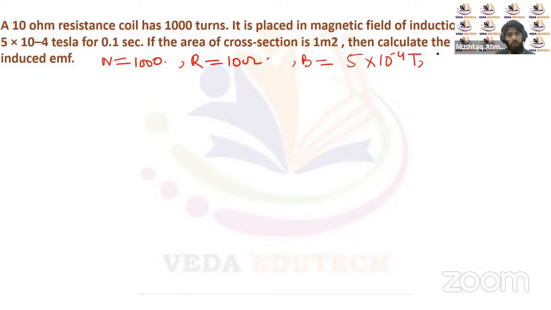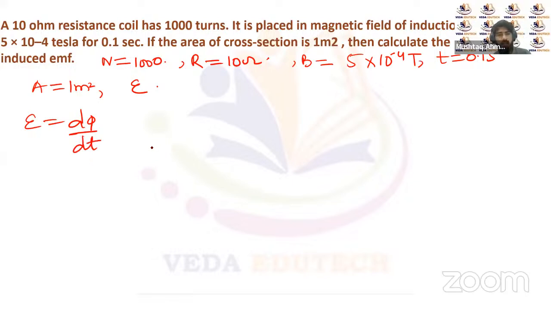For a time of 0.1 second. If the area of cross section is 1 meter square, we have to calculate the induced EMF, right? The induced EMF will be nothing but d phi over dt.